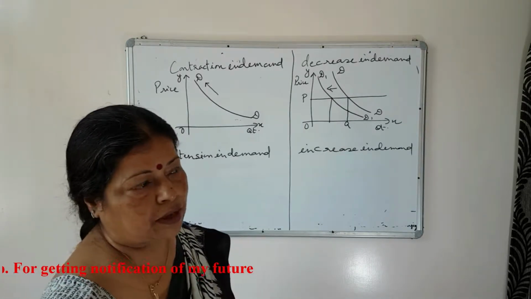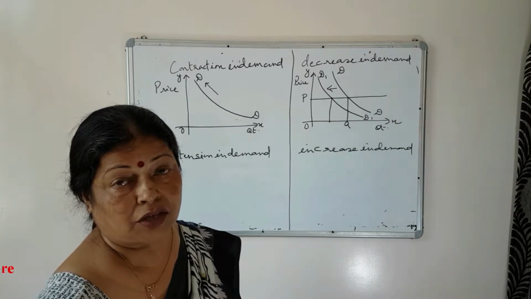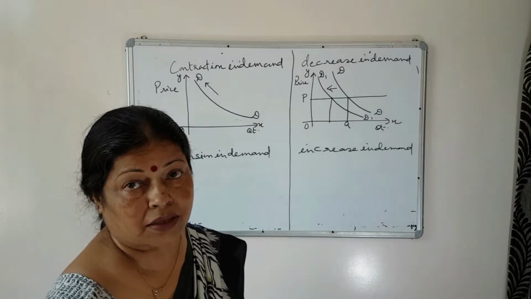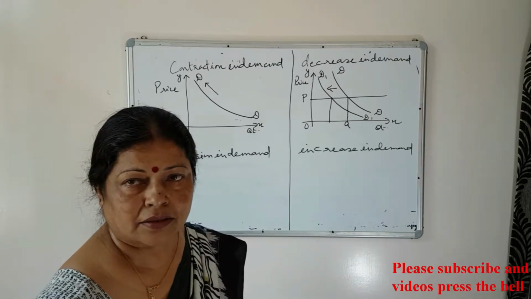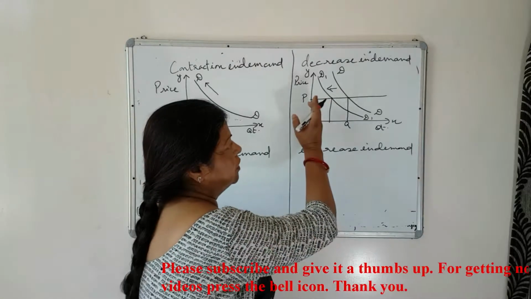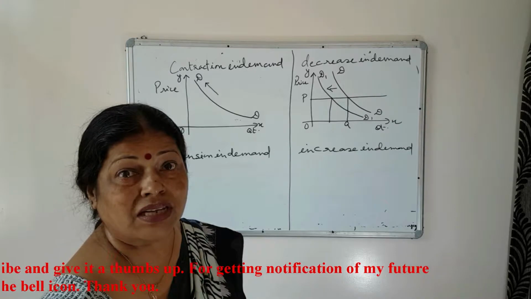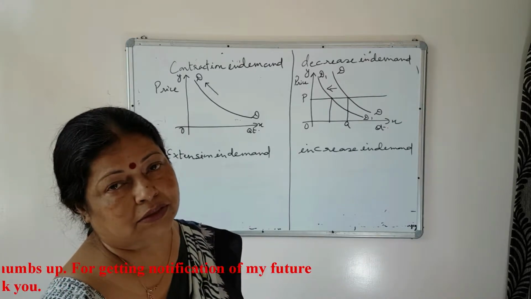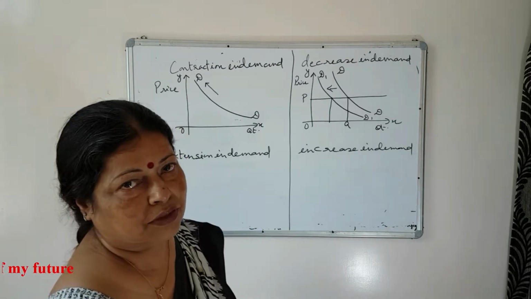And as I told you earlier, taste and preferences. A new phone is launched in the market, but people are not liking it. Maybe it is not a user-friendly phone. So, the demand curve will shift to the left. Or income of the buyer falls. Then also demand curve will shift to the left.